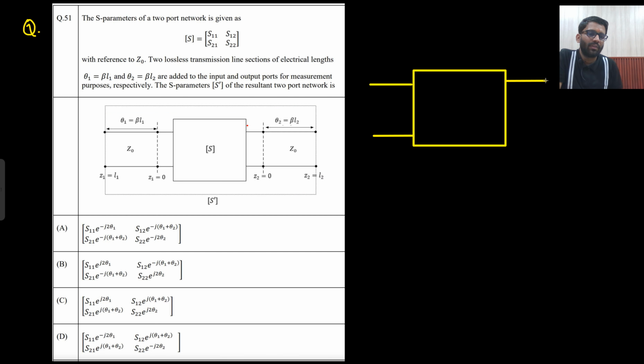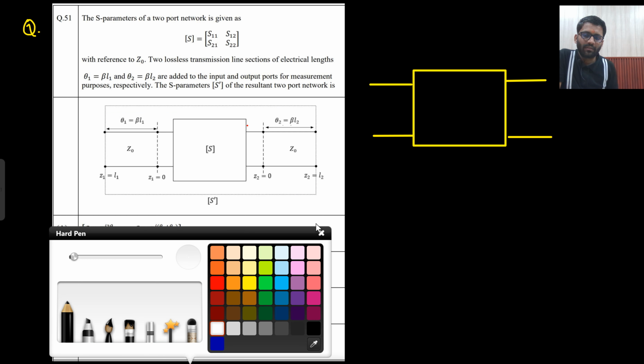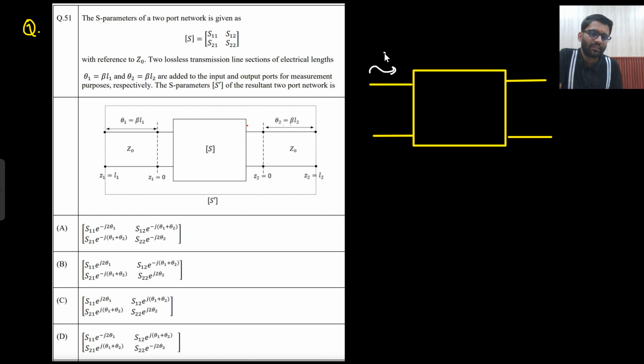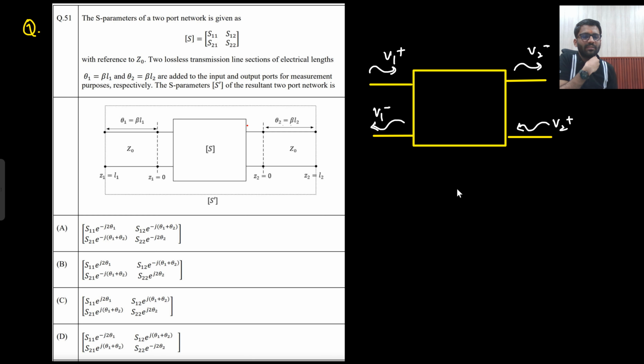We send some V1 plus. Then here V1 minus is reflected, some V2 minus is transmitted, and you send some V2 plus. So V2 minus is reflected and V1 minus is transmitted. So this is what we do, right? And then we find these ratios and define our equations.